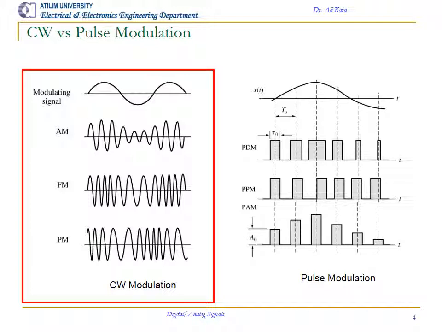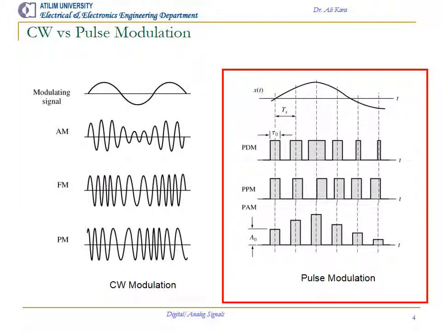CW versus pulse modulation. Here are some graphic examples of CW modulation. And now look at the pulse-modulated signals for the same modulating signal. Here PDM is pulse duration modulation. As you can see, the width, in other words the duration, of the pulse is modulated. PPM is pulse position modulation, in which the position of the pulse is modulated. And finally, pulse amplitude modulation, which is what its name suggests.